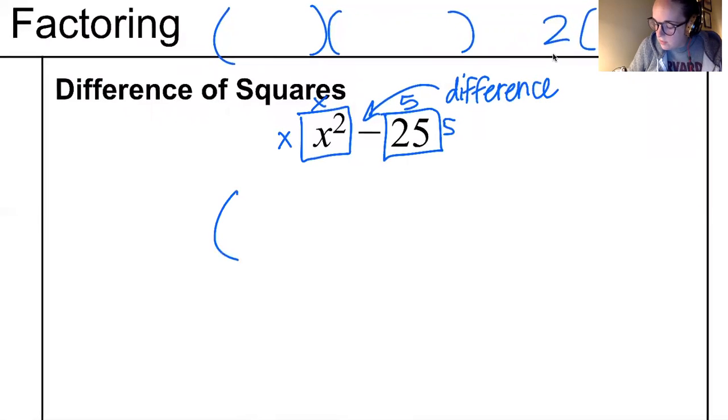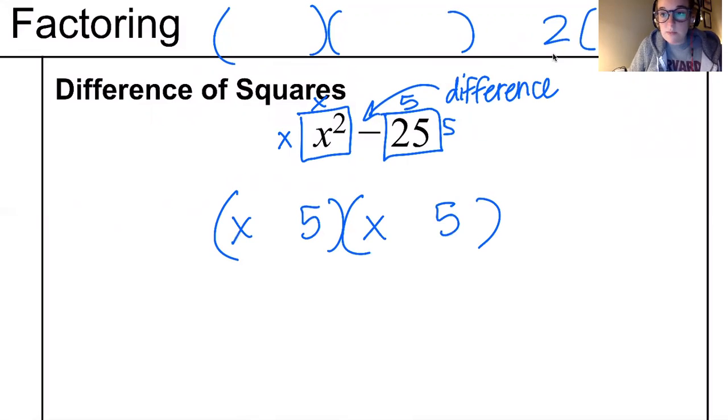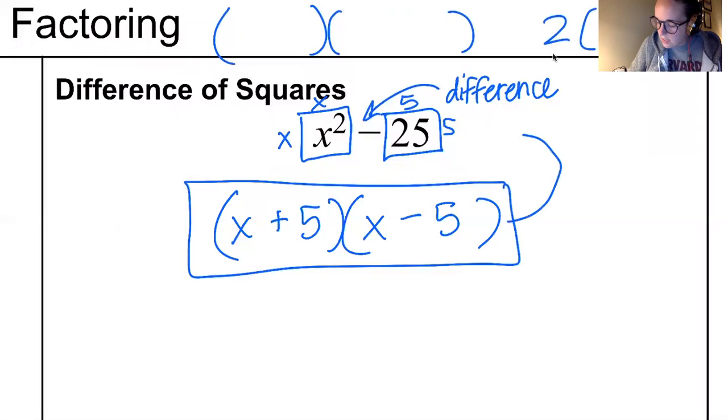So there's a fancy trick, which is called the difference of squares, which means we can put one x here and one x here, and one 5 here and one 5 here. And then because it's minus, we have to do one positive and one negative, because a positive 5 times a negative 5 will give you negative 25. So this is the same as this, it's just written in a different way.